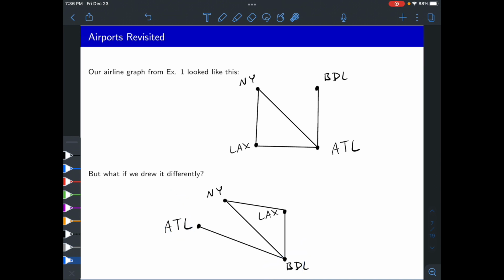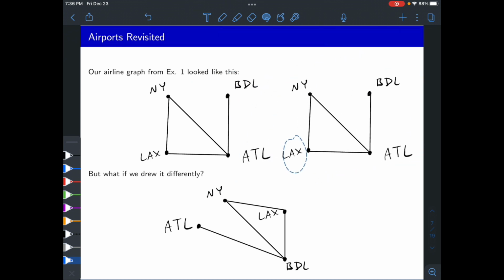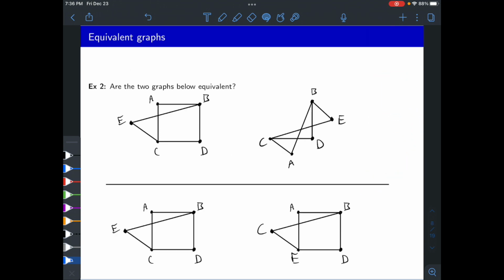Before, there was a flight from Atlanta to New York, but now there is no flight from Atlanta to New York. There's no edge there. So even if they look the same, if you take this one and just duplicate it, then swap the labels, all of a sudden this is different. So labeling matters even if they look the same.